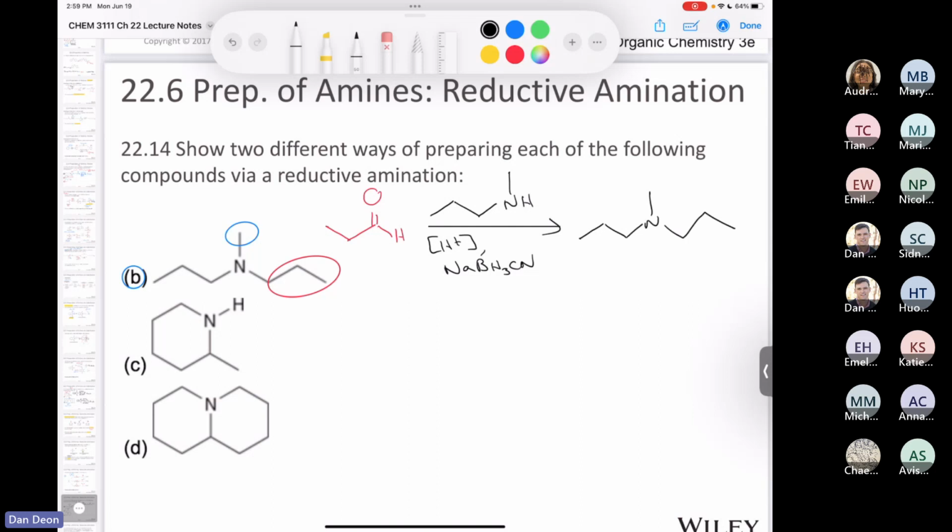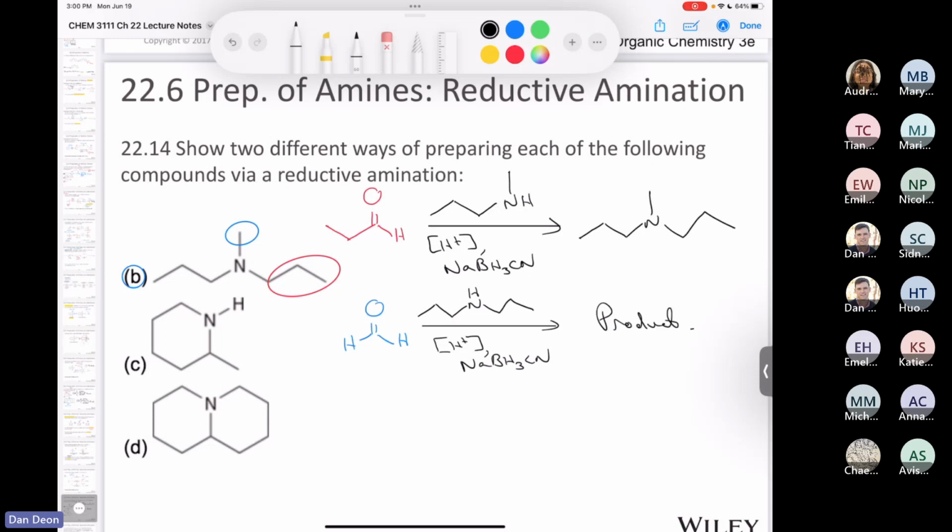The other option would be to start out with formaldehyde. So if I start with what's in the blue circle, I'll start with formaldehyde. Here's my aldehyde, okay? And I'm going to treat this with dipropylamine. So we'll put here dipropylamine, so that would look like this, okay? And then we're going to treat that with a catalytic amount of acid and sodium cyanoborohydride. And that will also give us the product like that.